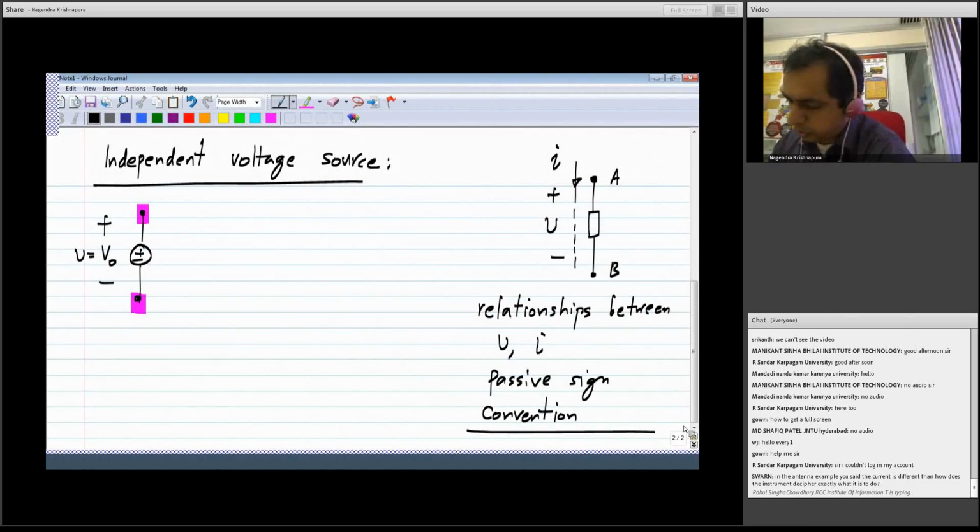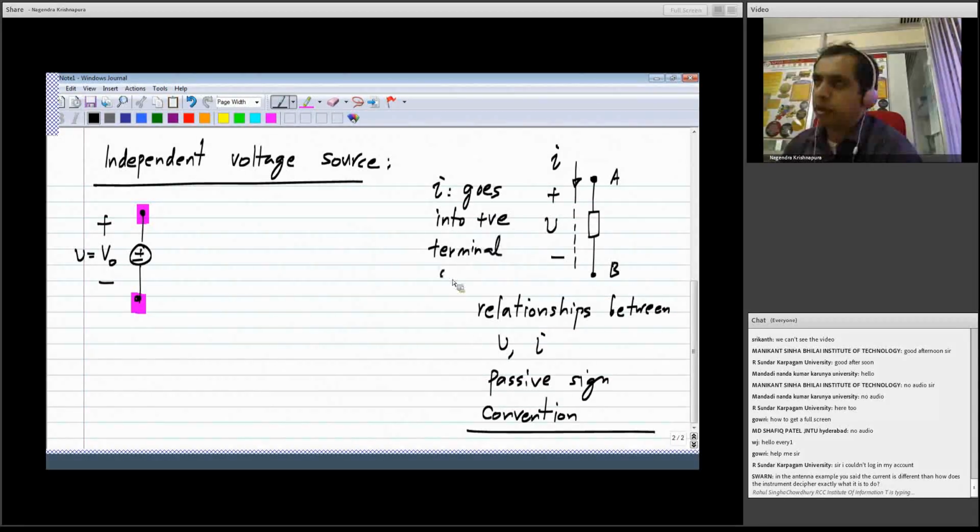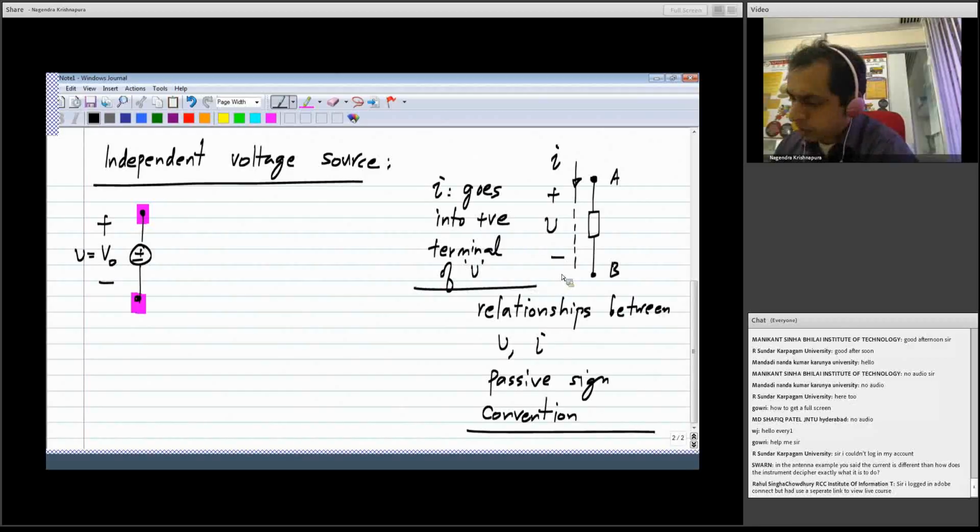That is, the current I goes into the positive terminal of V. What is meant is the terminal which is defined as plus while defining this voltage. So for the voltage source, I have to define the current as going into the positive of this V.